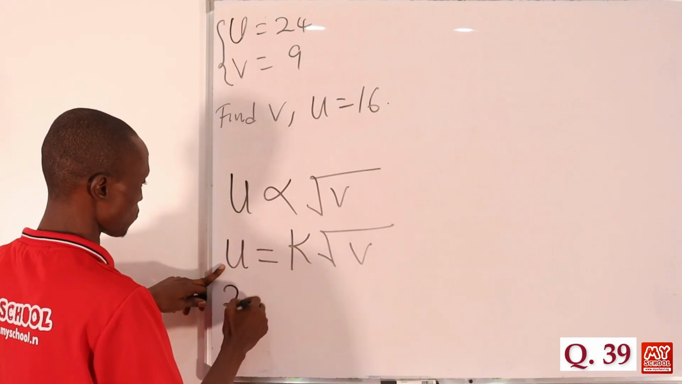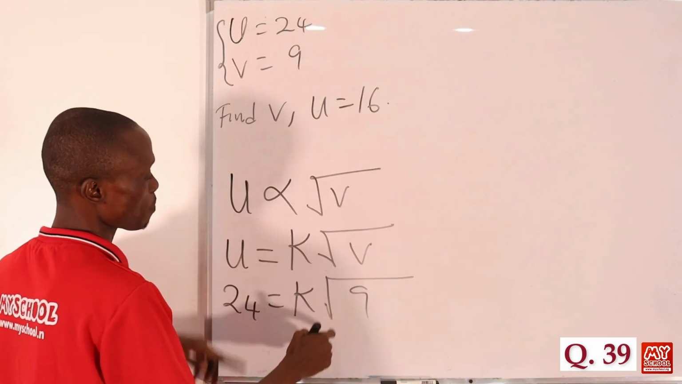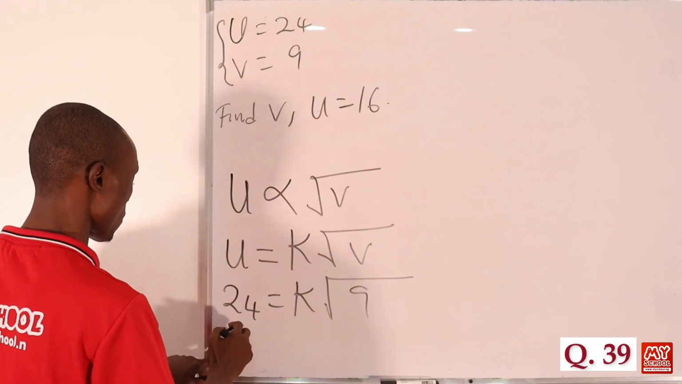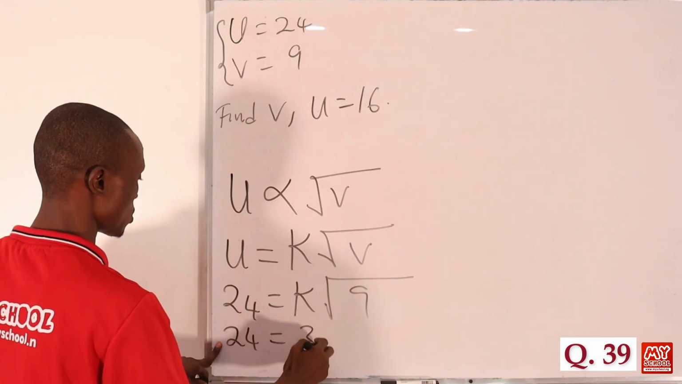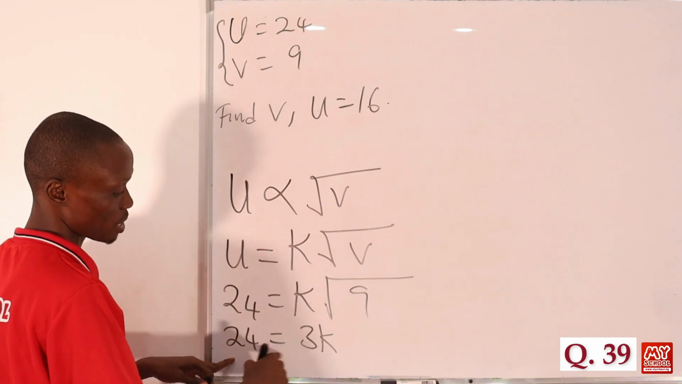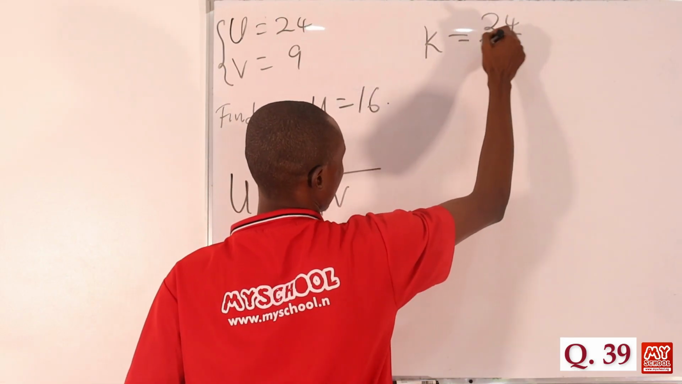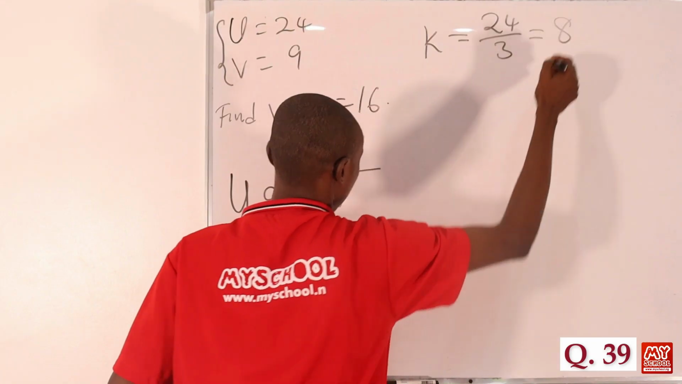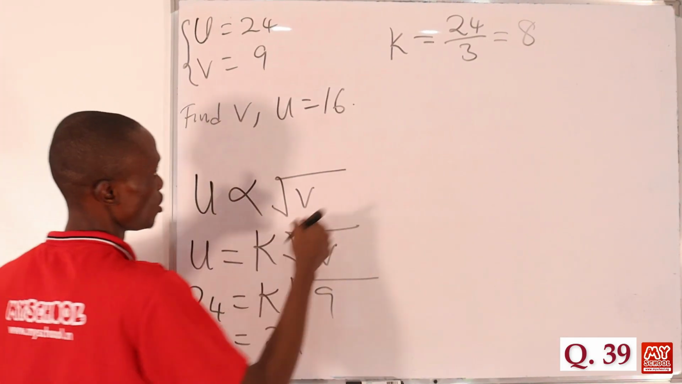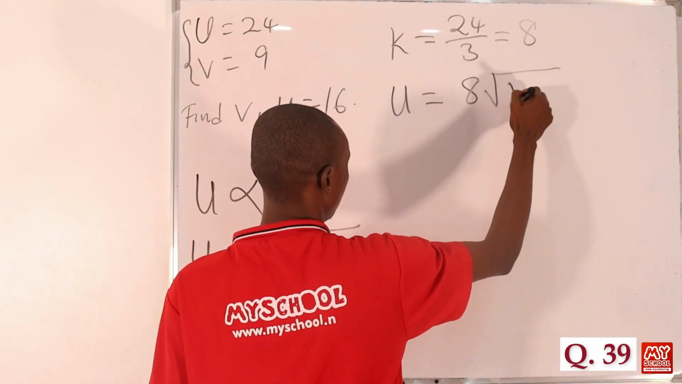So our u is 24 and our k, what we are looking for, then root 9. Now remember that the square root of 9 is equals to 3. So here we'll be having 24 is equals to 3k, right? So we'll make k the subject of formula by dividing both sides by 3, so that k is equals to 24 divided by 3, and that is equals to 8. Okay, so let's rewrite this equation, putting the value of k. So we'll be having u to be equals to 8 then root v.